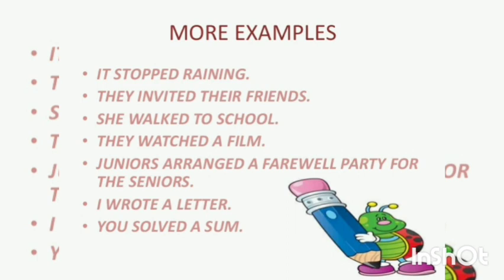So just look at the examples. It stopped raining. They invited their friends. She walked to school. They watched a film. Juniors arranged a farewell party for the seniors. I wrote a letter. You solved a sum. You can easily understand that in each and every example, you can see the second form of the main verb.